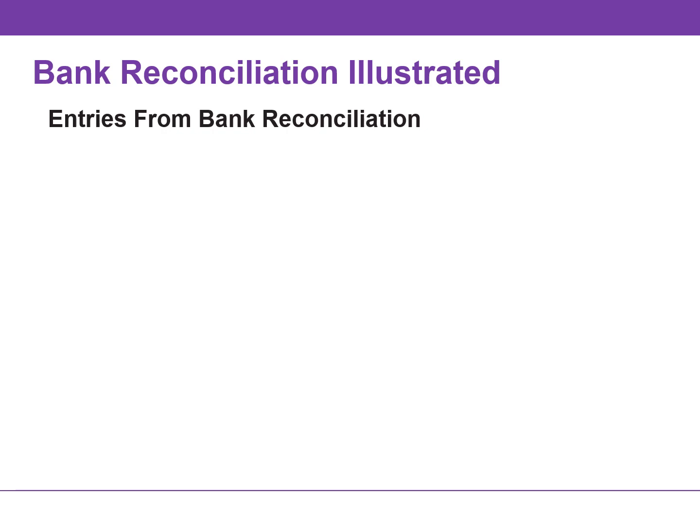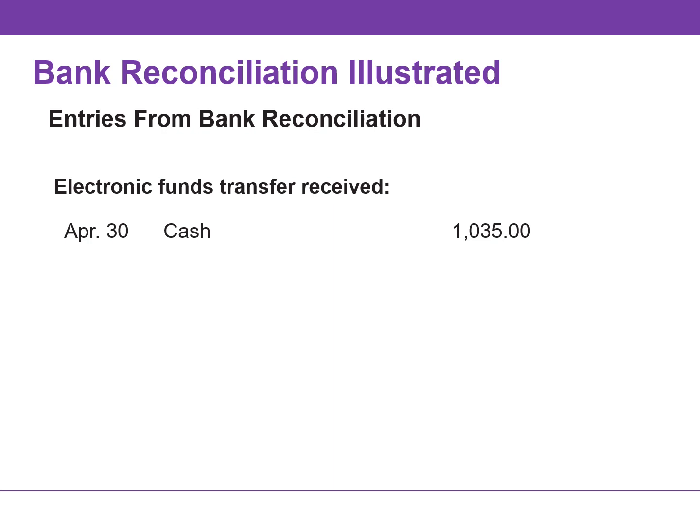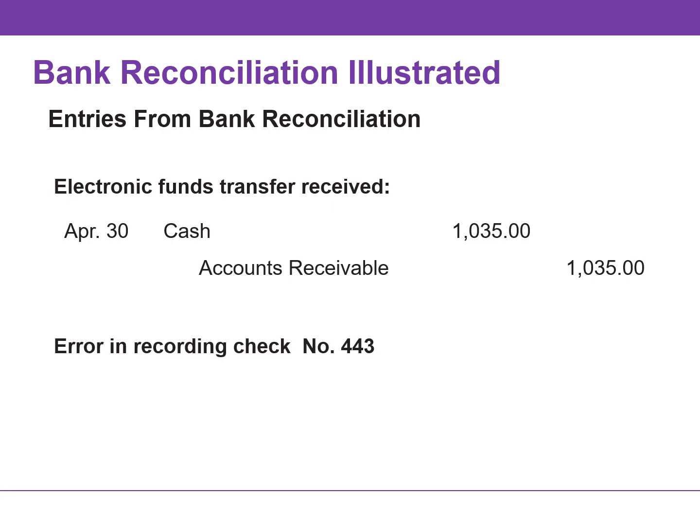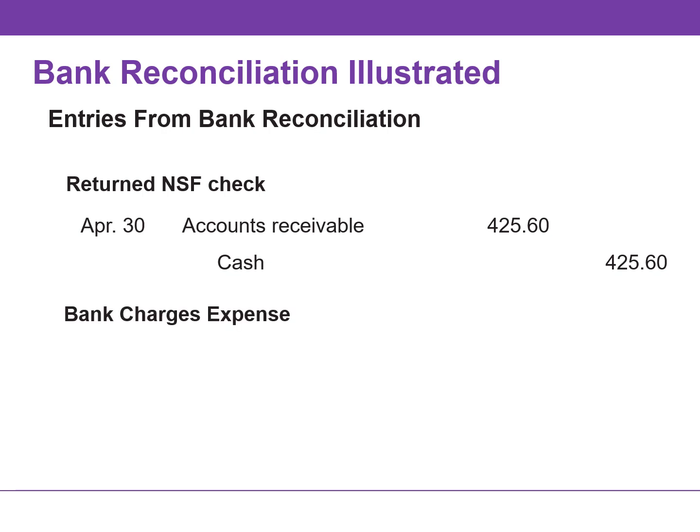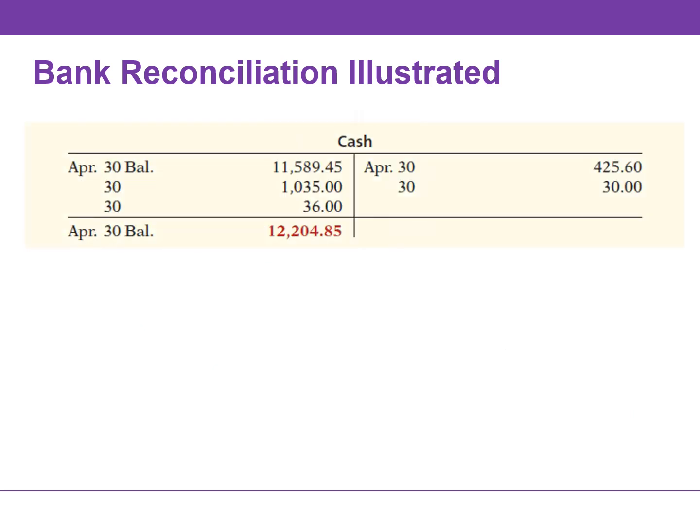A payment of an account by a customer is recorded in the same way whether the cash is received through the mail or electronically. The entry debits cash and credits accounts receivable, in this instance for $1,035. The correcting entry needs to increase cash, so we will debit cash and credit accounts payable for $36. The entry to record an NSF check is to debit accounts receivable and credit cash. In this instance, it's $425.60. Fees for processing debit and credit card transactions and bank charges are normally debited to bank charges expense. In this example, we would debit bank charge expense and credit cash for $30. After posting the entries, the adjusted cash balance in the ledger should now agree with the adjusted cash balance per books in the bank reconciliation.